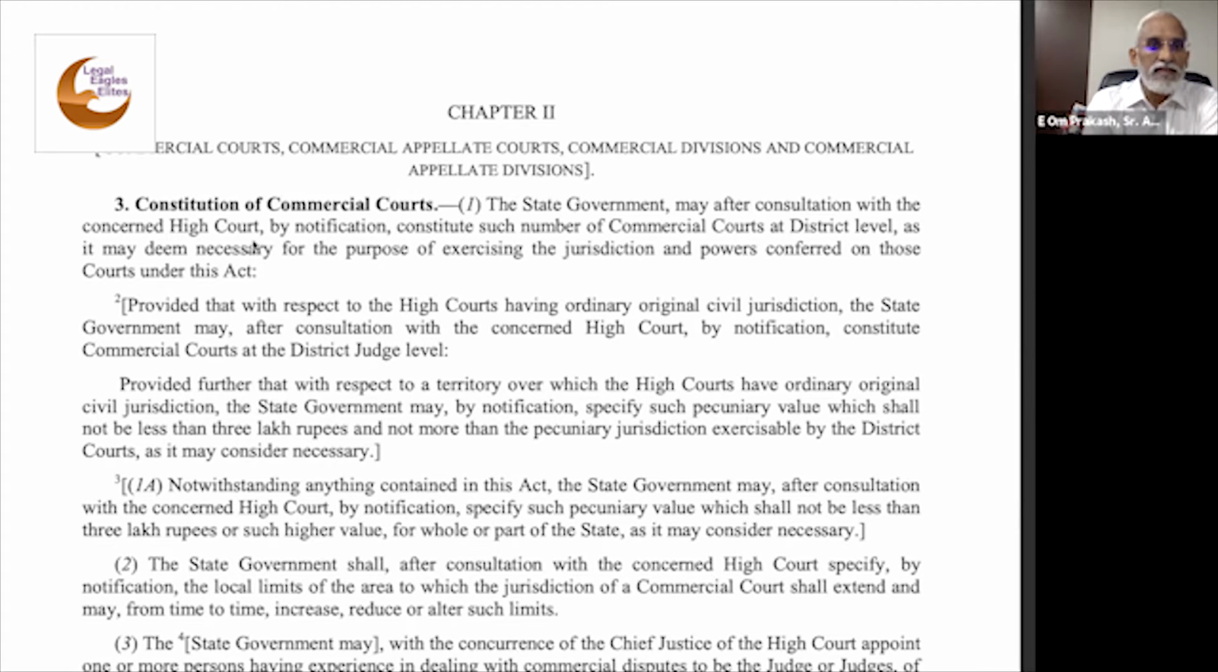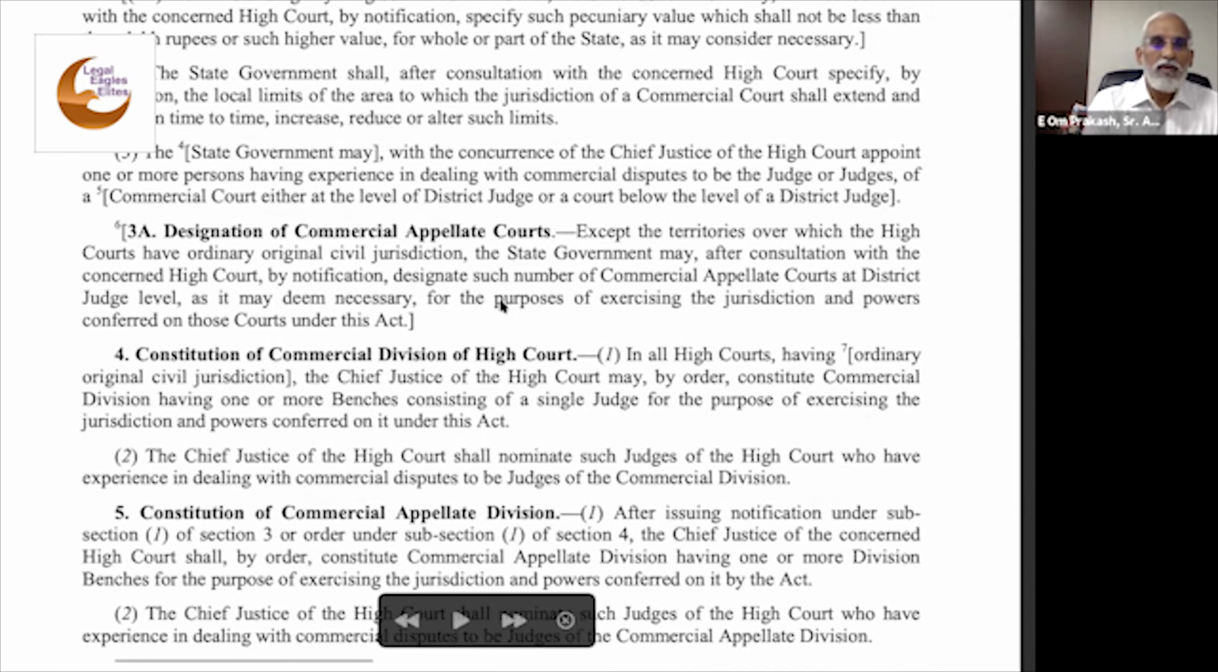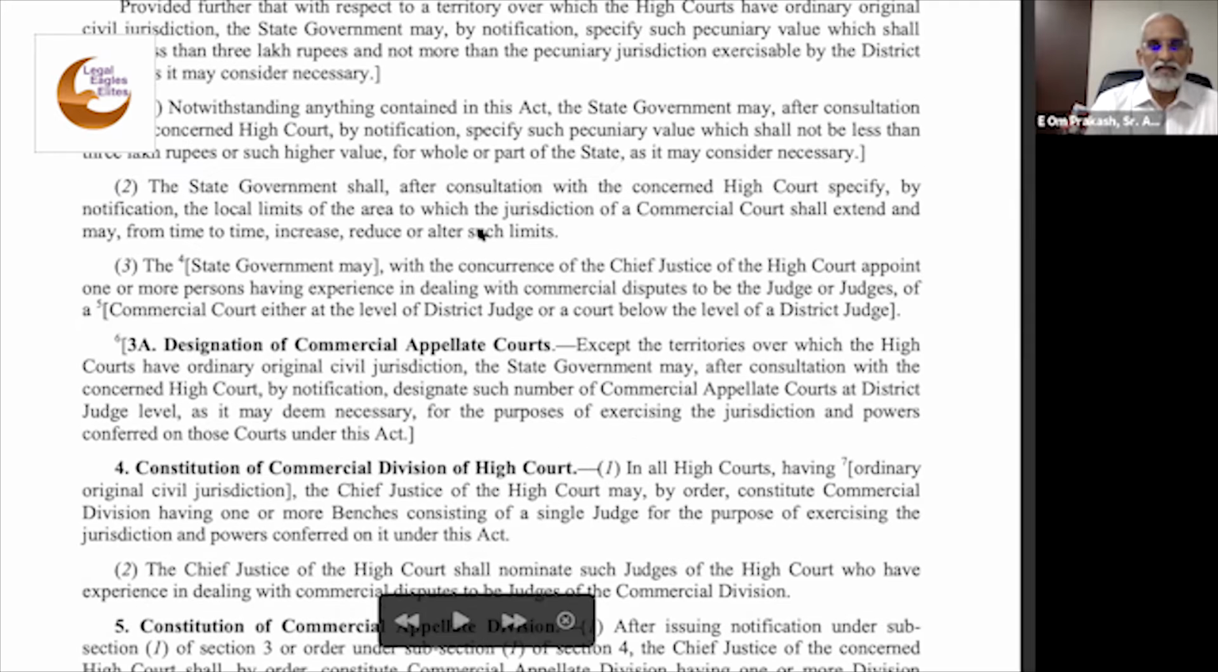Why I said is that this was a very unique word. When all other provisions said constitution, it speaks about designation. Which effectively means that at a district level, you already have district courts. So what is required in terms of section 3A is that you designate the same district judge as a commercial appellate court. Whereas in other cases, they would require that it has to be constituted by a notification to be given in consultation with the Chief Justice of the High Court by the state government.